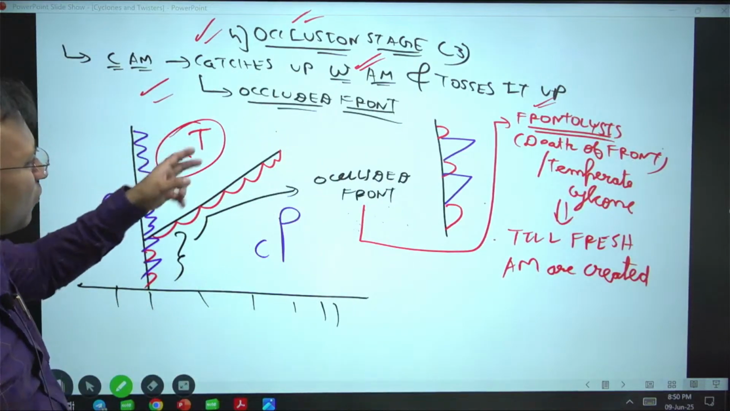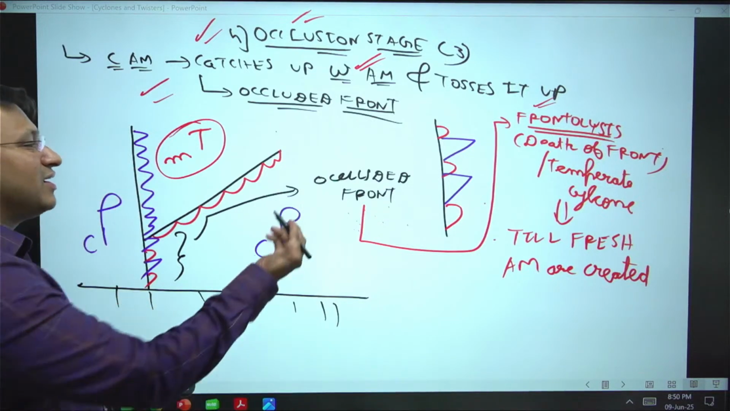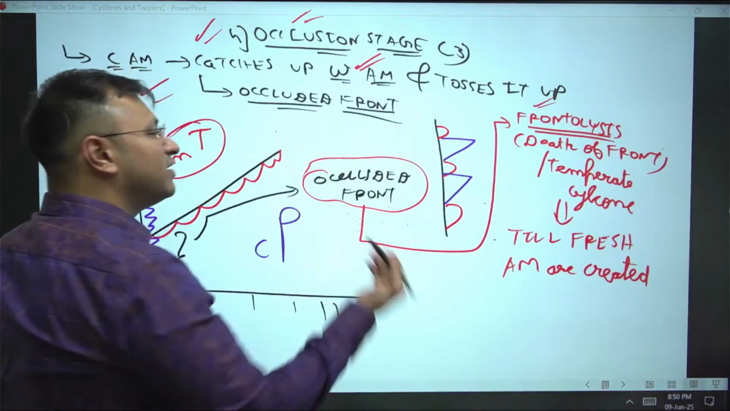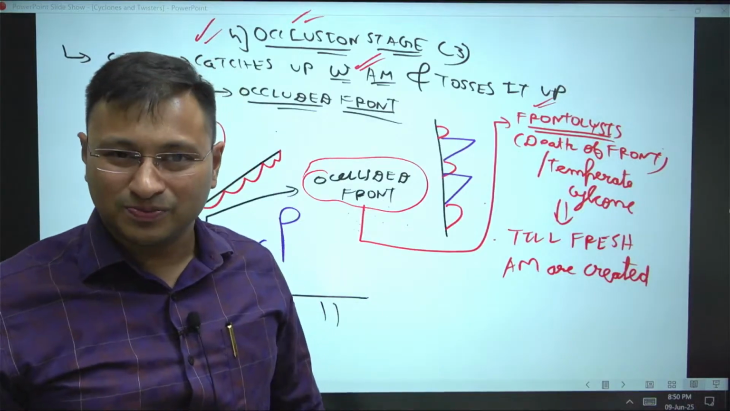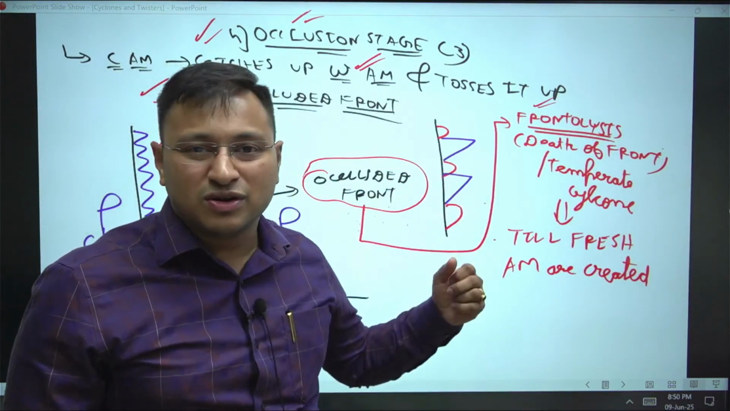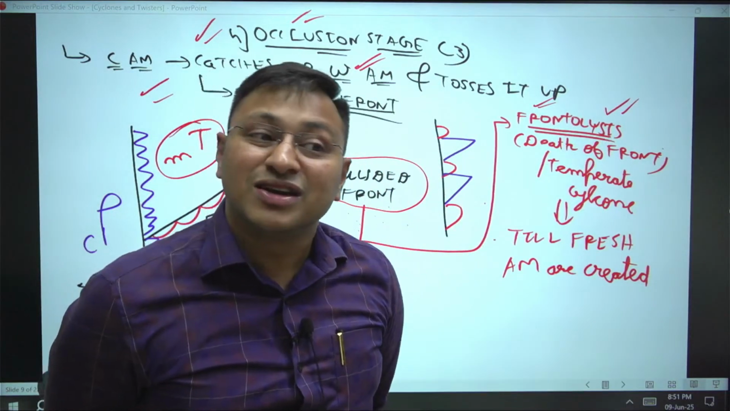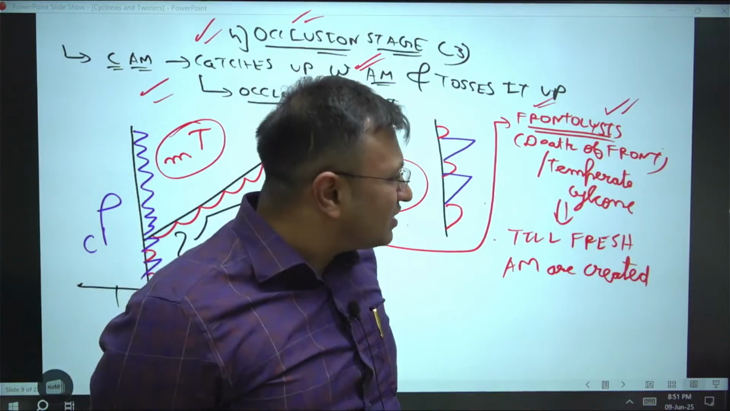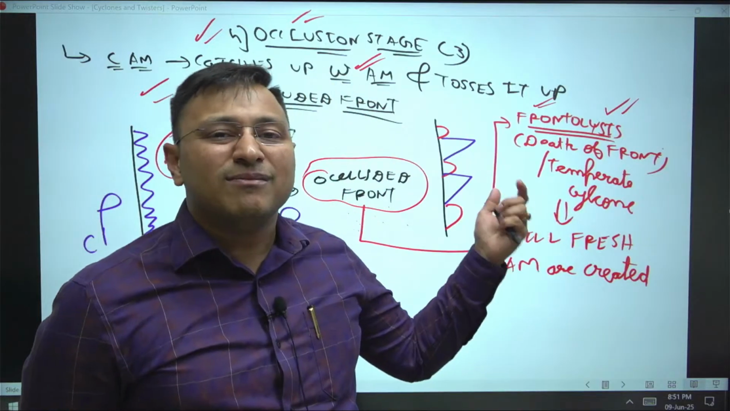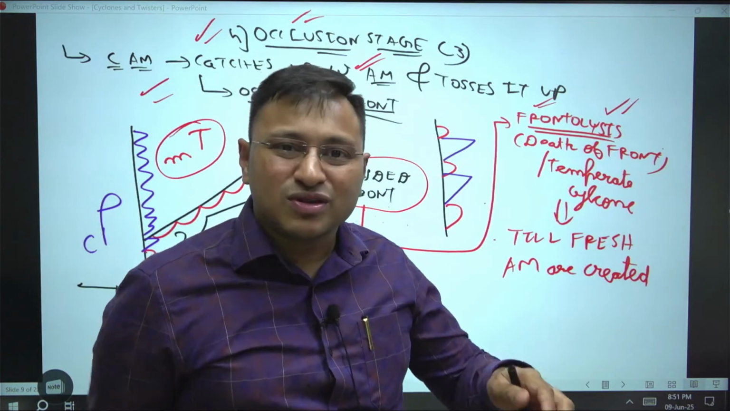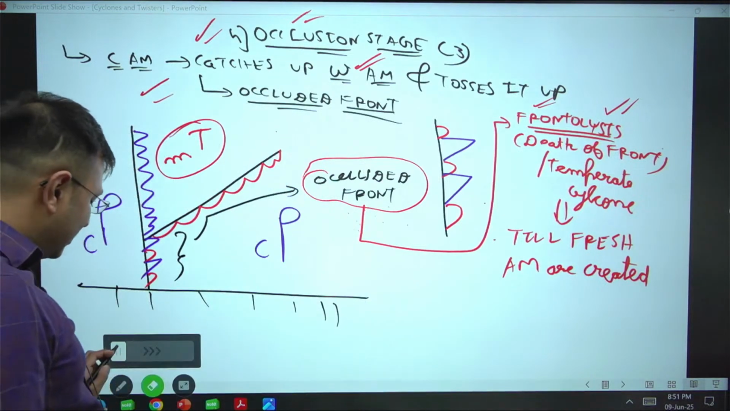Frontolysis in the sense that the warm sector is completely tossed up. The front is no longer in contact with the ground, and that is why we have the formation of the occluded front. The occluded front is represented by alternate teeth and saw. As soon as we have the formation of the occluded front, we refer to it as frontolysis, the death of the front. The death of the front in the sense that your temperate cyclone will now die. Why? Because your interaction is over. So stage number 1 is referred to as what?